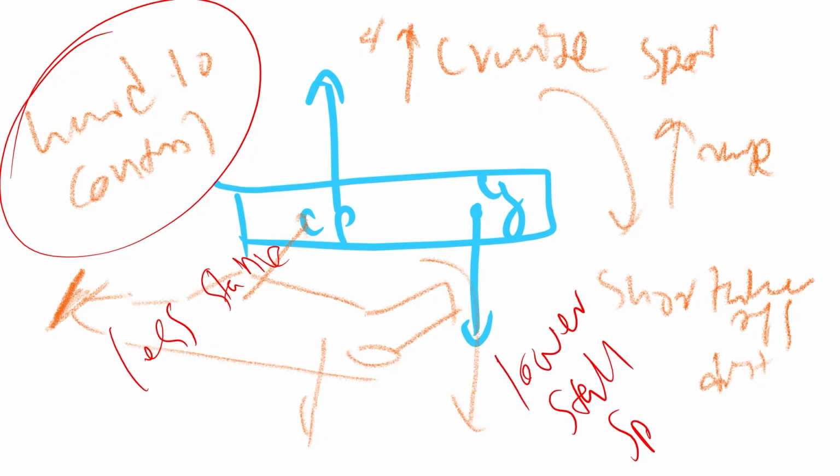Lower stall speed, we have the problems. So usually for an RC aircraft, we like to have the center of gravity at the front. I think it's true for the large aircraft as well.